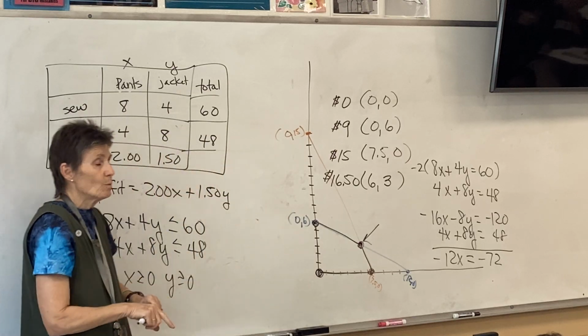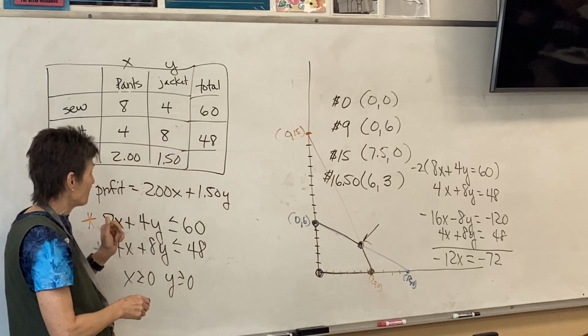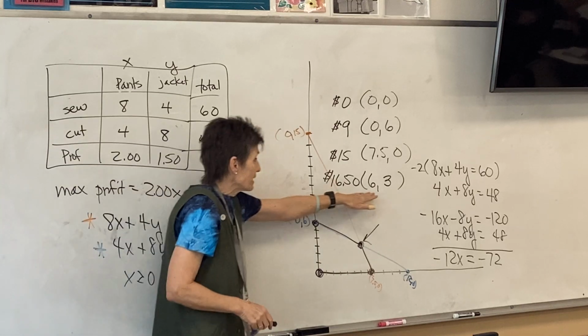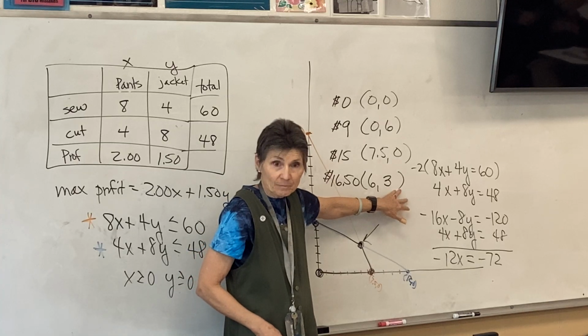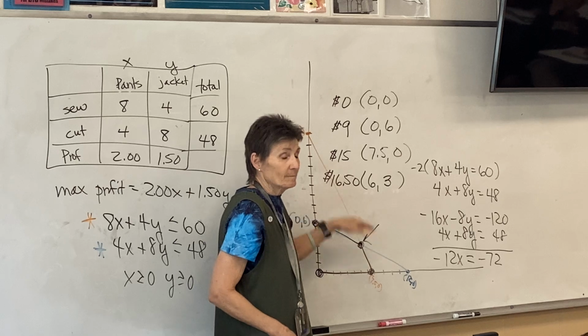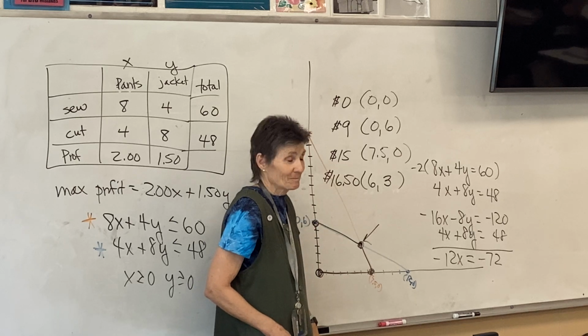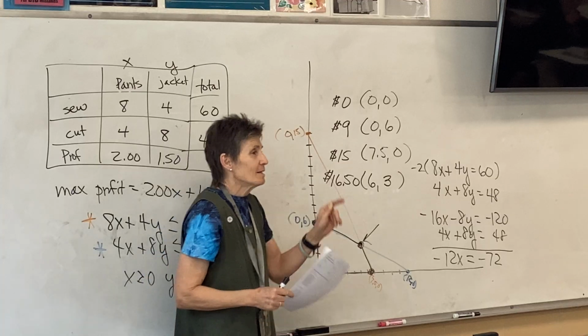So we're gonna tell this guy, our answer is going to be make 6 pair of pants and 3 jackets, and your profit will be $16.50. And he needs to get out of the clothing business. Yeah, find a new business.